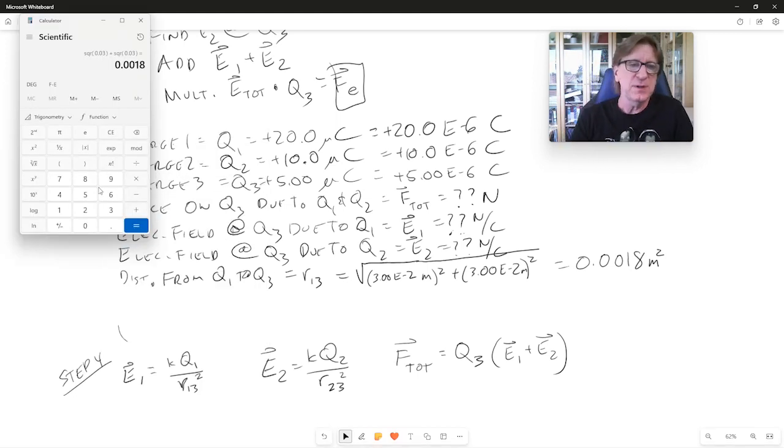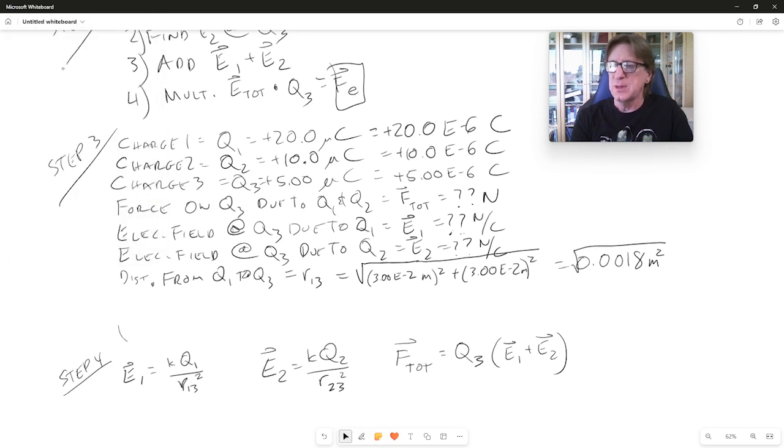Bring that calculator back up there. So the square root button is right here for me, and I get this big, long, crazy number. Let's put the square root back in.